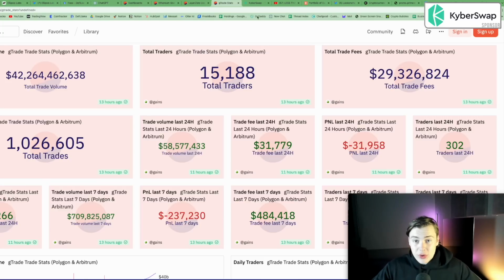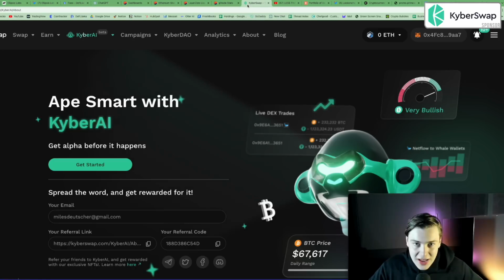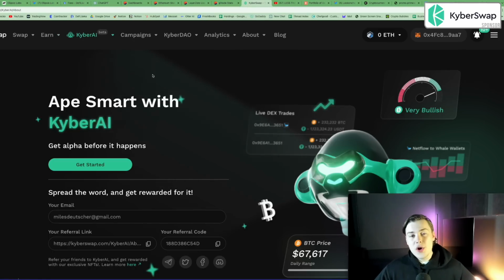Now, my number three tool is actually an AI project, and this is KyberSwap, who's just launched their KyberAI. So this is a machine learning dashboard that gives you real-time insights that can help you with your trading, especially if you're a trader and you're interested in picking altcoins based on altcoins that are gaining in steam or losing steam. This is a great momentum indicator for you.